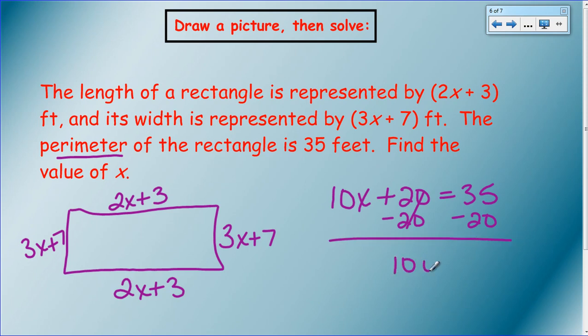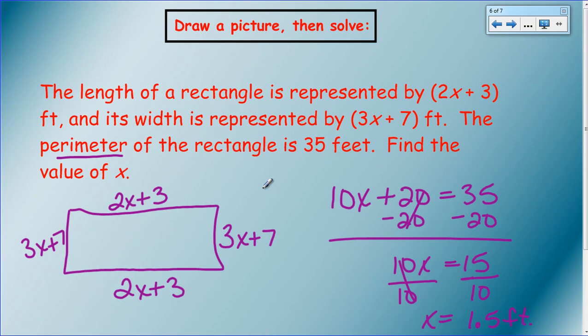So now I'm going to solve this equation I've just written for x by subtracting 20 from both sides. So I have 10x is equal to 15, and then I'm going to divide by 10 on both sides, and so I get that x equals 1.5 feet. That's what x is. I don't guess we actually have to put the feet, but x equals 1.5, so when I do 15 divided by 10, that's what I get. That's the value of x that will give you a perimeter of 35.